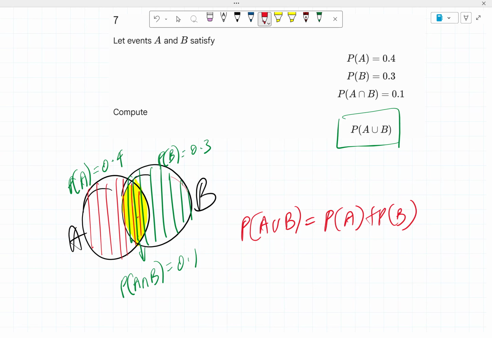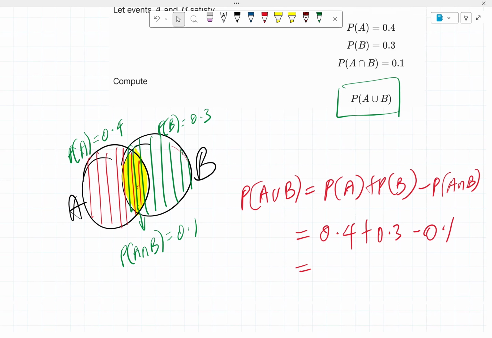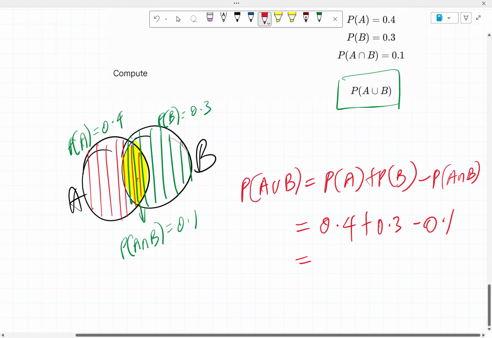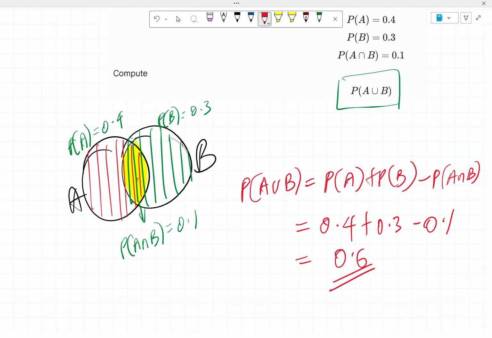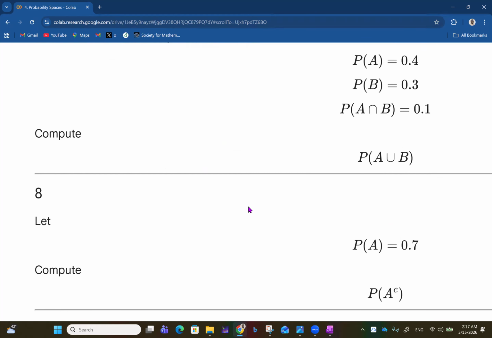So we want A union B, which is everything. The intersection has appeared in A, it has appeared in B, so we have to remove one of it. That's probability A intersection B. So now probability A union B is probability A, which is 0.4, plus probability B, which is 0.3, minus probability A intersection B, which is 0.1. At the end of the day, we have 0.7 minus 0.1, that is 0.6. So probability A union B is simply 0.6. You remove the intersection because it's appearing twice.